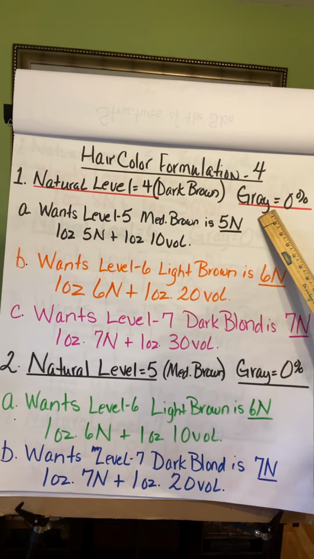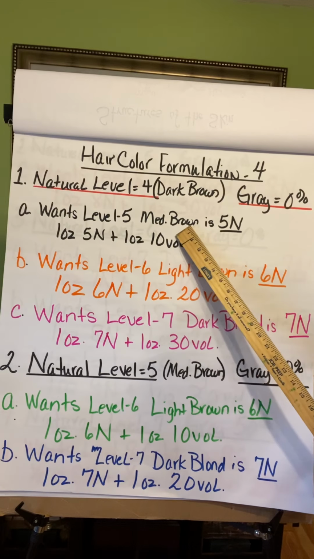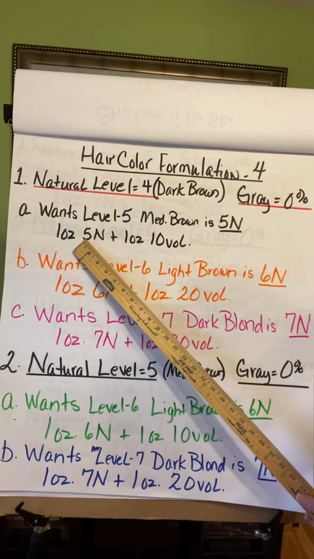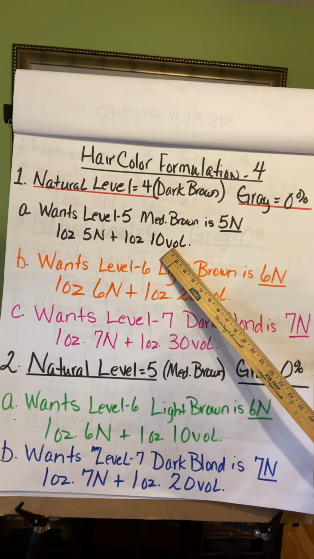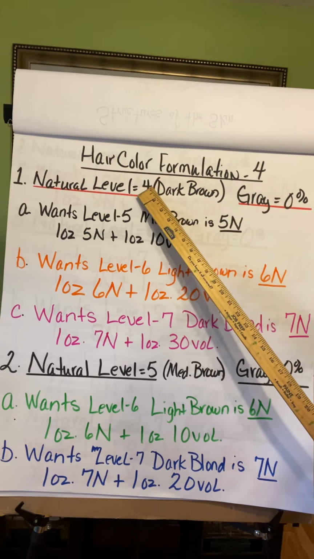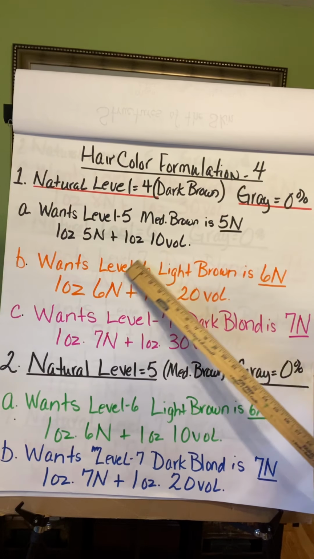has no gray. Okay, A, she wants to be a level 5, medium brown, which is written as 5N. So the formula is going to be 1 ounce of 5N plus 1 ounce of 10 volume developer. 10 volume developer because you are lifting 1 level. You're going from a level 4 to a 5, so you're stepping up 1 level. So that's why it's 10 volume.